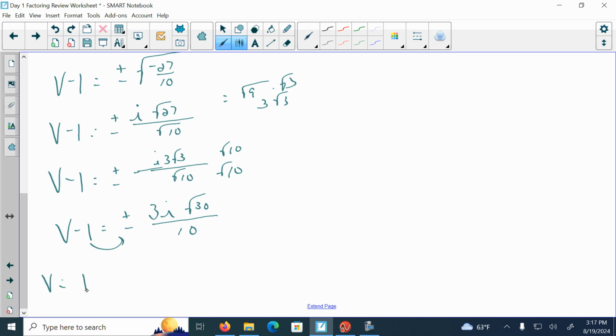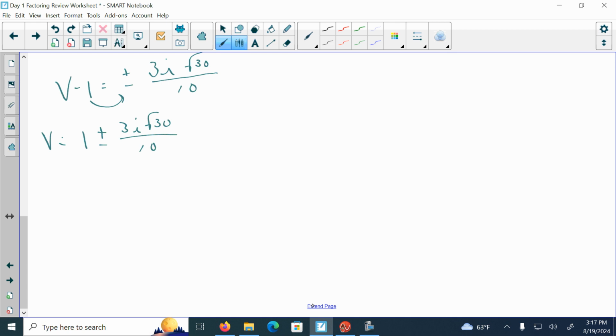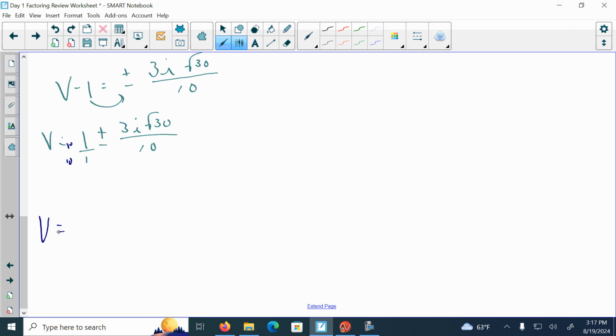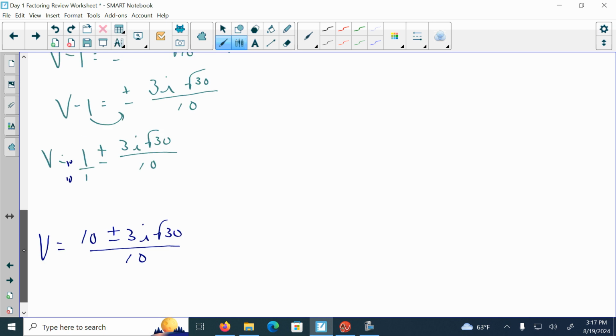So b is equal to 1 plus or minus 3i times the square root of 30 over 10. I can leave it like that, and that is perfectly acceptable. Or I can have a common denominator and think of this 1 over 1. Then to have a common denominator, you multiply by 10 over 10. I could think of it as b is equal to 10 plus or minus 3i times the square root of 30 over 10. Either one of those answers is perfectly acceptable, but you do have to simplify, you do have to rationalize, and you do have to have that i.